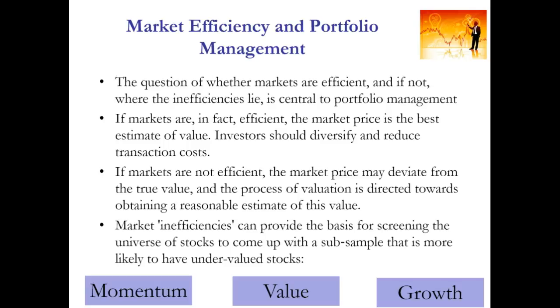However, if markets are not perfectly efficient, market prices might deviate from true value, and the process of valuation may be able to be used in order to come up with some reasonable estimate of value that can be used to identify under or overpriced stocks. Hence, market inefficiencies might provide the basis for screening the universe of stocks to come up with some subsample that is likely to have undervalued stocks, or a subsample of stocks that is maybe likely to outperform the market in the future.